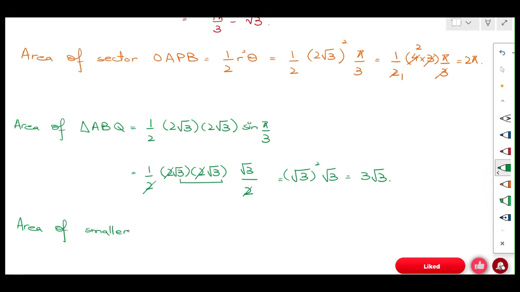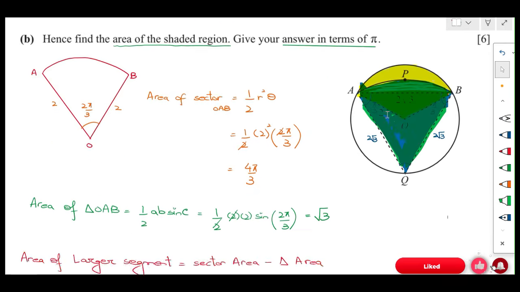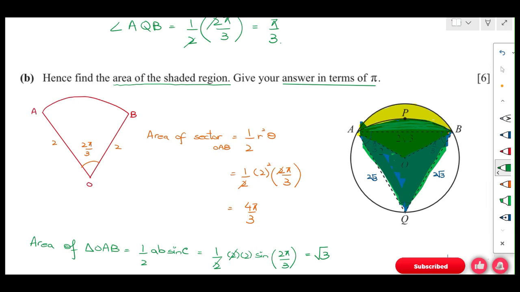So here we can say area of smaller segment, that is the sector area is 2 pi, subtract the triangle area, which is 3 square root of 3. Okay, now we have this area, and we have this total area.